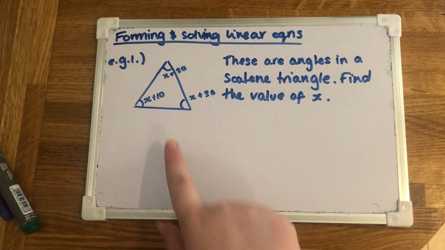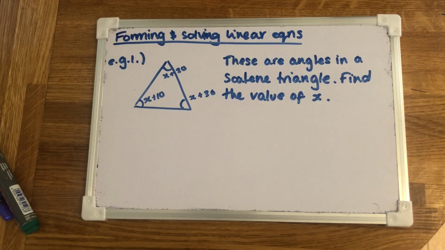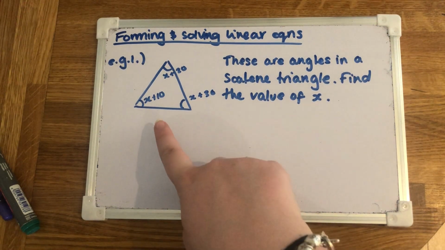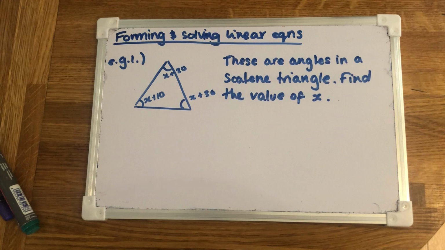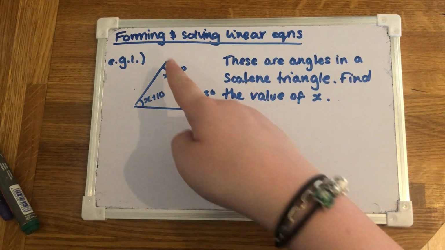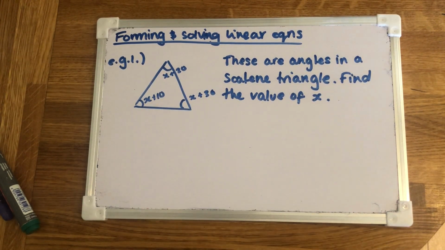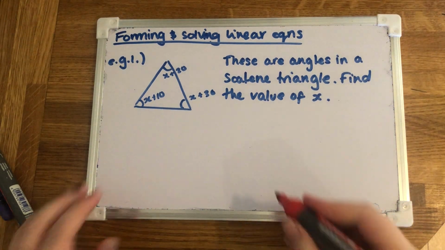So this question does have a diagram. These angles are angles in a scalene triangle. So scalene just means that none of the sides and none of the angles are the same. We need to find the value of x. Okay, so first thing you need to know is what all of these three angles add up to. Okay, and you should know that angles in a triangle add up to 180.